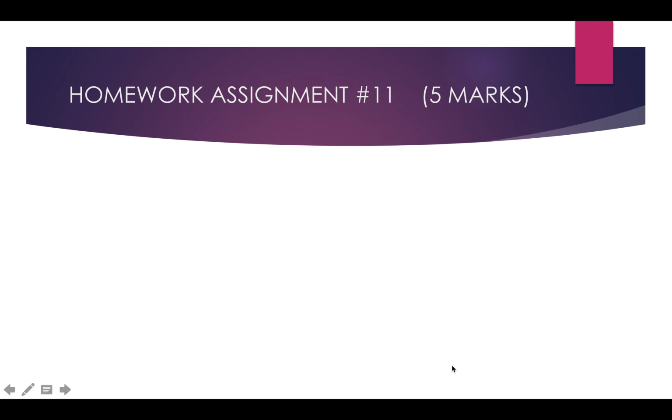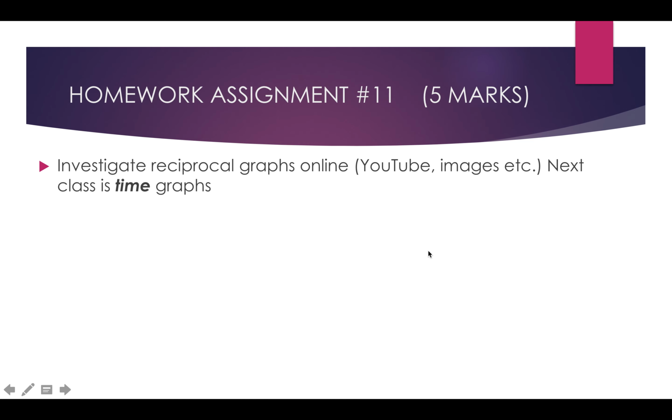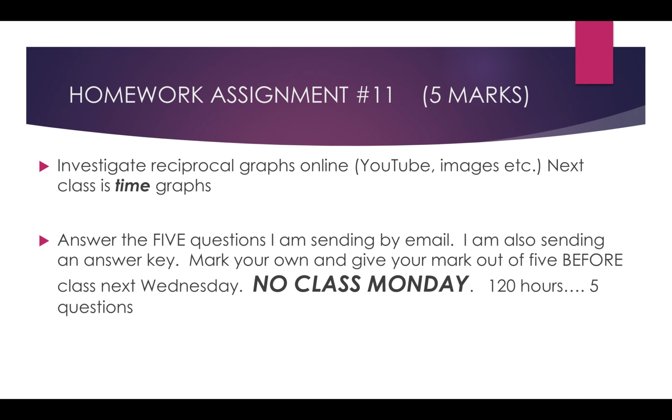So here is homework assignment 11. For 5 marks, look at other reciprocal graphs online. We are going to start doing time graphs. Answer the 5 questions I'm going to send you by email. I'm also going to send you an answer key for it. It's 5 multiple choice questions. So if you get A, B, C, D, E, and then you look at the answer key, it says A, B, C, D, E, just send me a mark that says I got 5. If you got 2 of them, you send me a mark that says I got 2.